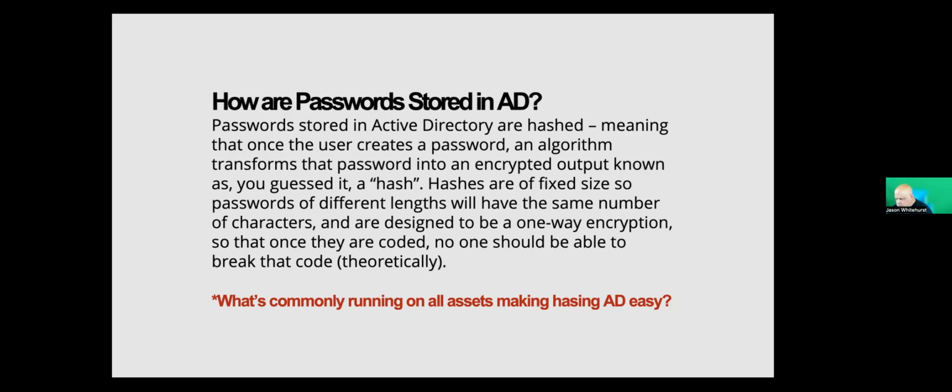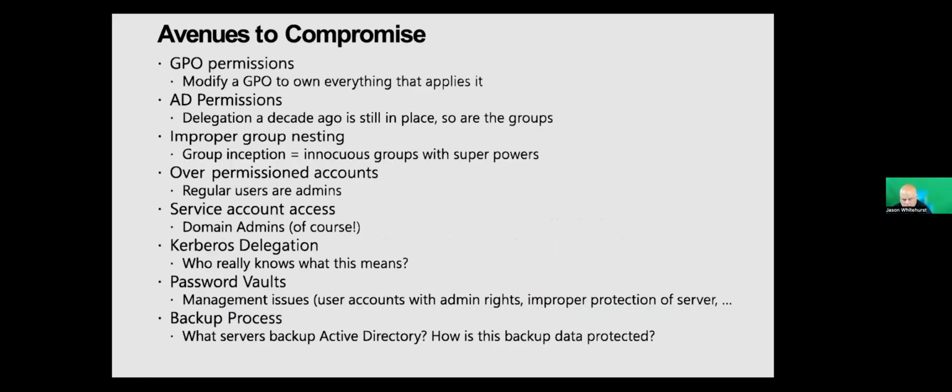So the question is, what's commonly running on all assets that makes hashing AD easier? It's two protocols. Anybody have any idea what those are? SMB and NetBIOS. Which one? SMB and NetBIOS. Yes, sir. NetBT is one of them. Yep. And SMB. SMB, right?